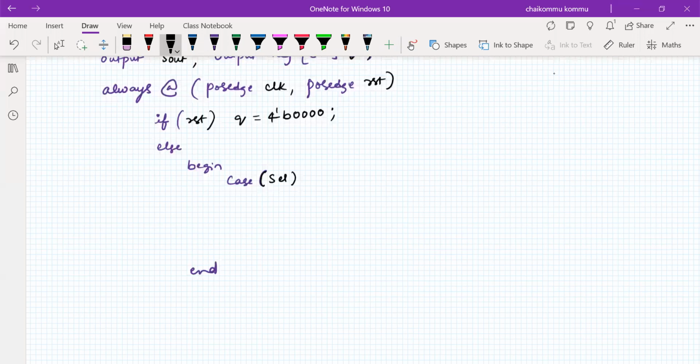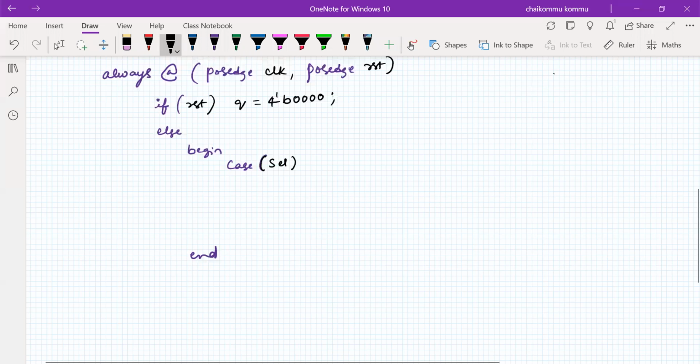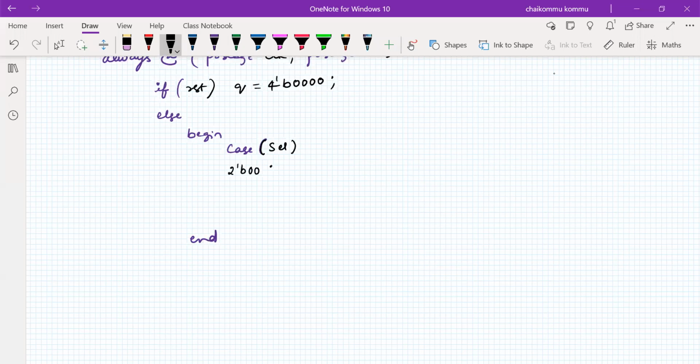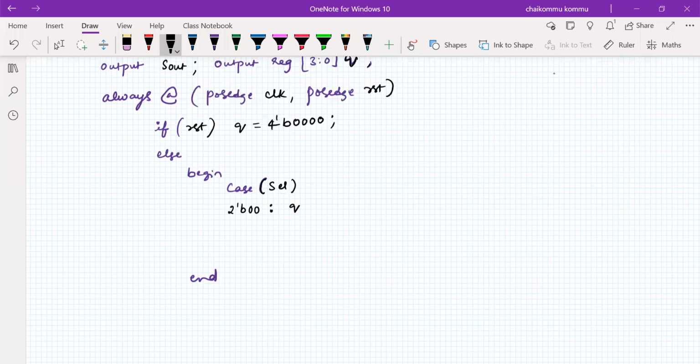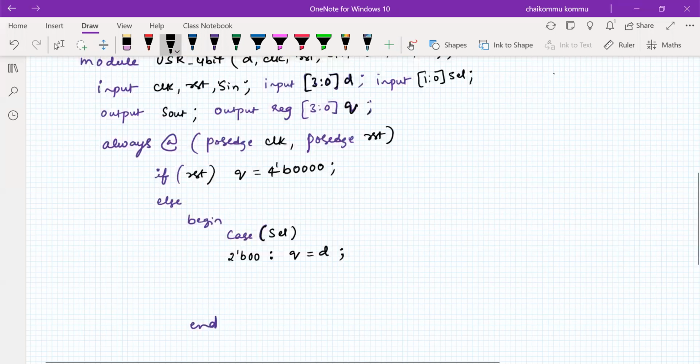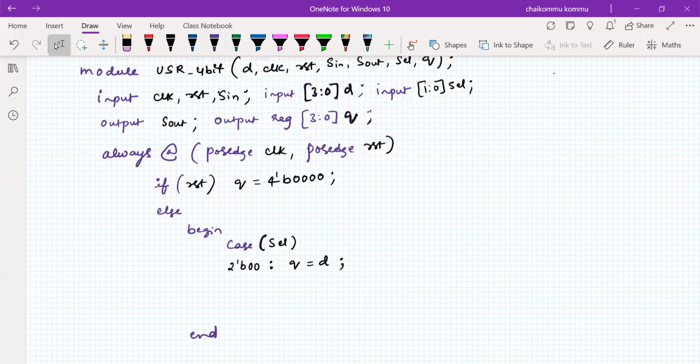Now, if the selection line is equal to 2 bits of 0, 0, this is the syntax. If the selection line value is equal to 0, 0, what should the output be? The Q is assigned by the D signal. Are you agree with me? Somebody should give the response. Whatever the first statement that I have written, is it clear to all of you? Please respond. Yes, sir.